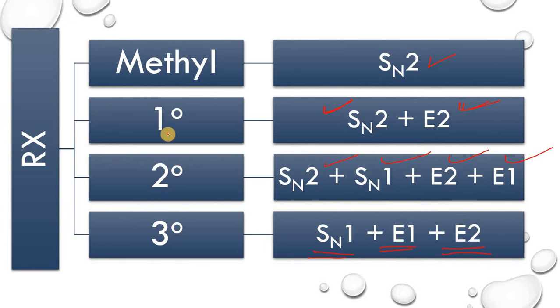You can find E2, bimolecular elimination reaction, in primary and also secondary and also tertiary. And in case of tertiary, there is no SN2. There is no SN2. Whatever base, whatever nucleophile you take, in case of tertiary, there is no SN2 type of mechanism.